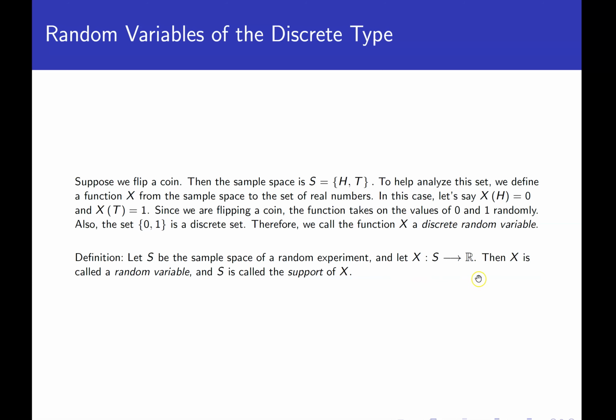And then we notice over here in our function notation, remember we have domain and codomain. S is the domain here, and we use a fancy word when we're talking about domains for random variables. We refer to S as the support of X. Basically, the support is the places where X is actually defined.